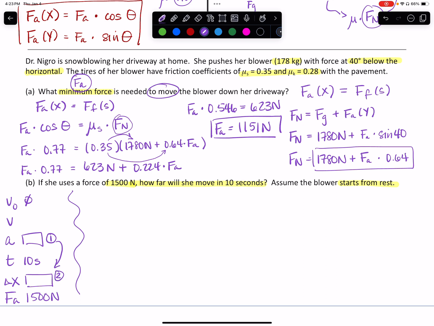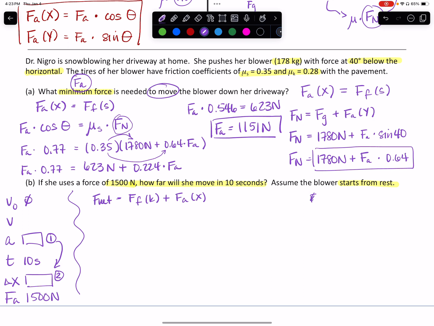Now the problem tells us the applied force. It says that I'm pushing it with 1,500 newtons. So that means that I'm applying enough force that it's just going to go. I don't need to worry about overcoming static friction because I'm applying more than I would need to overcome that static friction. So when I set up my F net equations, I'm still going to have my frictional force, but it's going to be kinetic friction, and I'll be dealing with the applied force in the x direction.